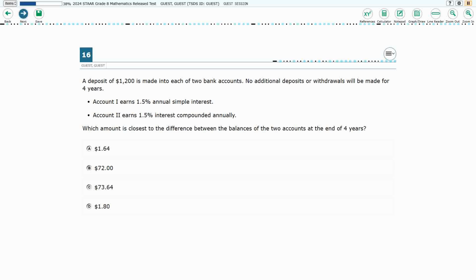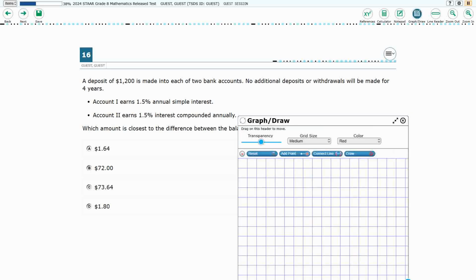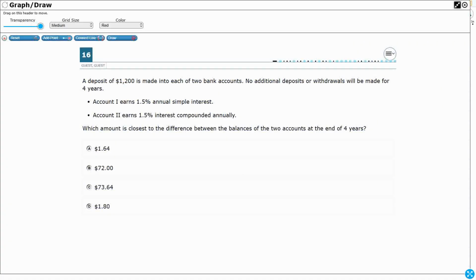Next, for number 16, we are calculating interest. What we have here is a deposit, and this deposit is made into each of 2 bank accounts. So we've got the same $1,200 being deposited into 2 bank accounts, no additional deposits or withdrawals, so our principal is not changing. And we've got 1.5% interest, but one is compounded annually and one is simple interest. So I need to find the difference between these two.